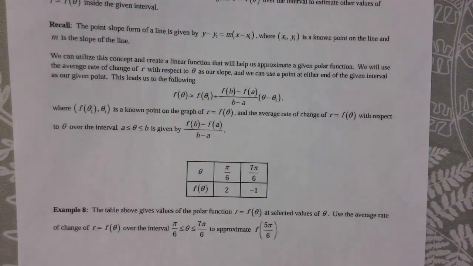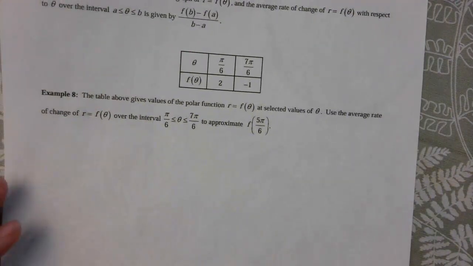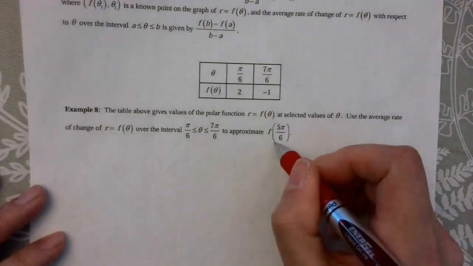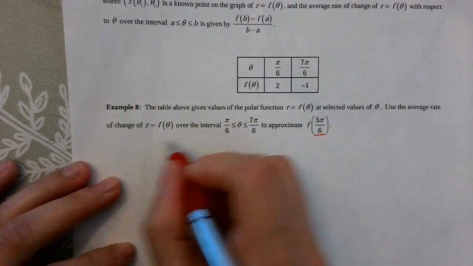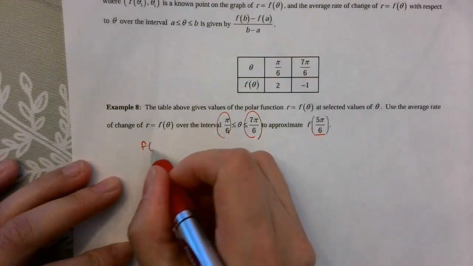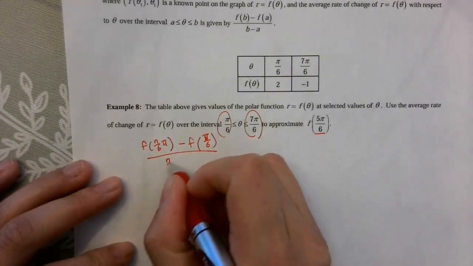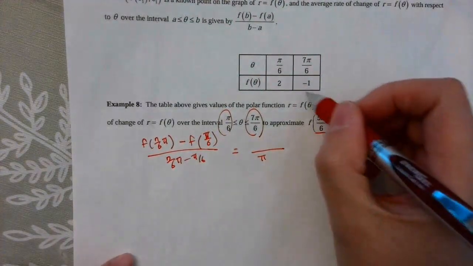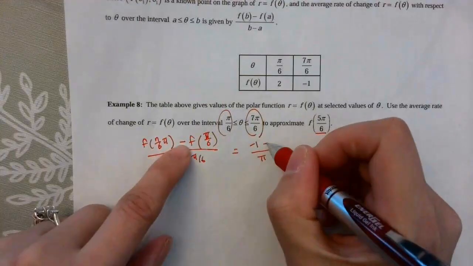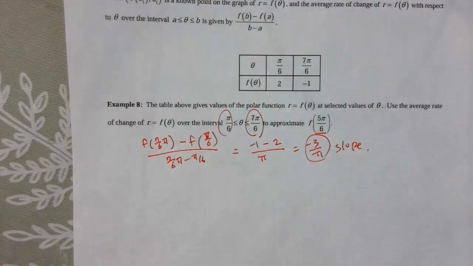All right, this one now, we're going to use the average rate of change to estimate what's going on. We have done this before, okay? So let's look at it. The table above gives values of a function. Use the average rate of change to estimate f of 5/6 of pi. First things first, I'm going to find the average rate of change between these two. So f of 7/6 of pi minus f of pi over 6, divided by 7/6 of pi minus pi over 6. To find the slope, the denominator is a pi. Your numerator, f of 7/6 of pi, it tells you -1, minus f of pi over 6, which is 2. So -3 over pi. That's your slope, the average rate of change.